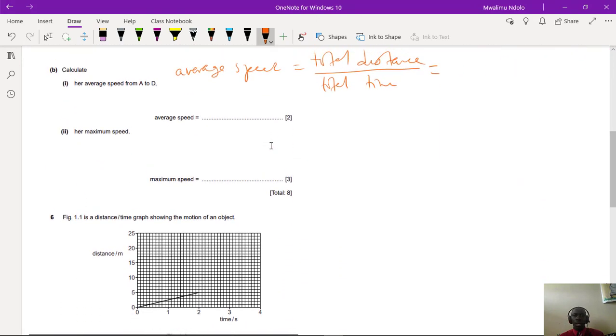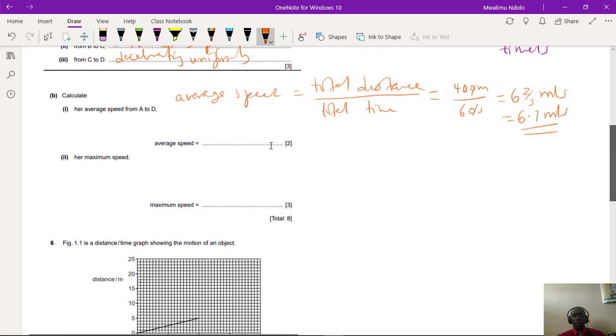So we'll have it here, that is 400 meters divided by 60 seconds. 0 cancels with 0. 6 goes into 40 six times, remainder 4. That is 6 2/3 meters per second, which is the same as 6.7 meters per second to two significant figures.